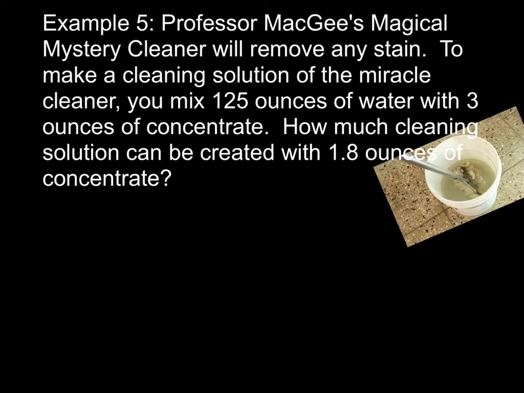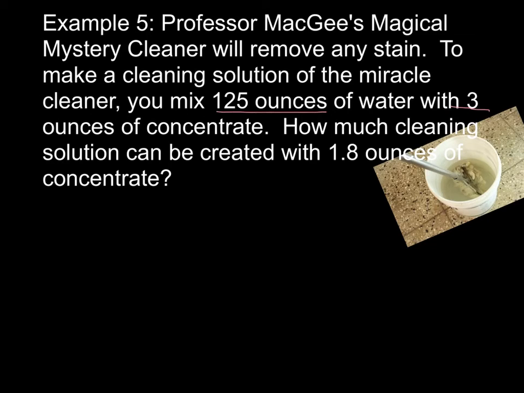Because if we look in our previous set in the rate up above, we have 125 ounces of water with 3 ounces of concentrate. Together, those make 128 ounces of the cleaning solution. So we have to find the amount of water needed for the 1.8 ounces of concentrate, add those 2 things, and it gives us the total amount of the mixture or the cleaning solution.